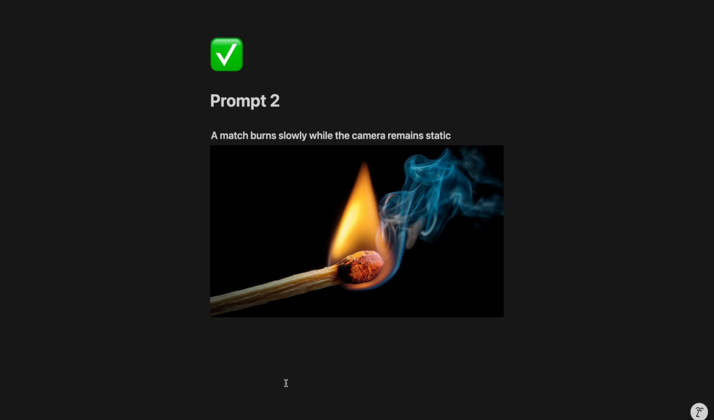My next prompt is a match burning slowly while the camera remains static. This also sounds like a simple prompt, but actually it's a complex one because there's a lot happening here. First of all, we need to see a natural-looking burning action. The fire should look natural. We need to see that the burning part of the match is slowly progressing towards the left side. We need to see natural-looking smoke coming out of it.